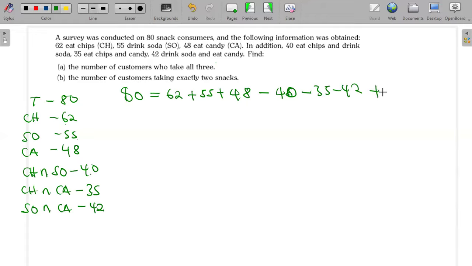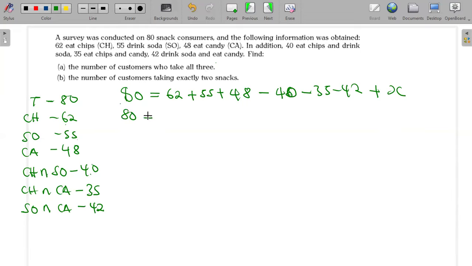Then plus, the number that we want now is those that take the 3. Those that take the 3, we don't know, that is X. So don't confuse the numbers. X here is representing those that take the 3, whilst the 80 is telling us the total number of consumers that took part in the survey.